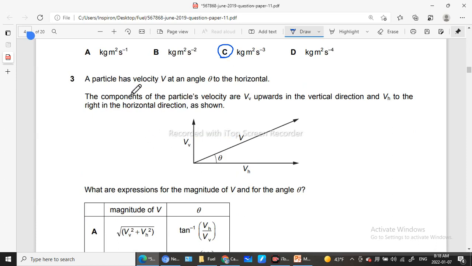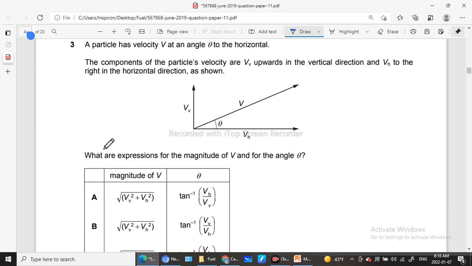A particle has velocity v at an angle theta to the horizontal. The components of the particle's velocity are vv upwards in the vertical direction and vh to the right in the horizontal direction, as shown. What are expressions for the magnitude of v and for the angle theta?